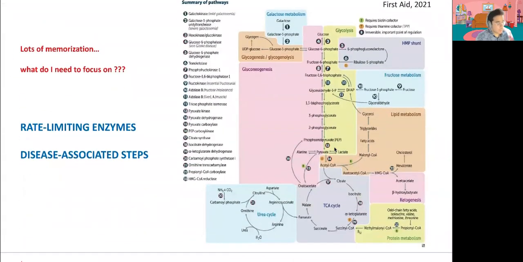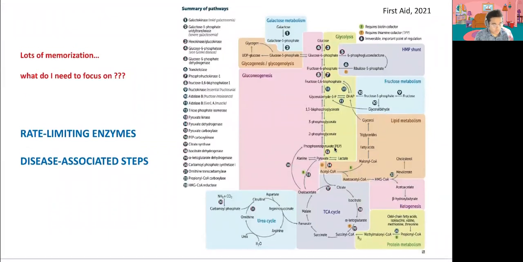Now, it's a lot to memorize. I'm pretty sure Dr. Upadhyaya and a bunch of other professors gave you that giant Stanford, I guess, biochemistry pathway sheet. And I looked at that once, had a panic attack, and never looked at it again. So that tells you a lot.